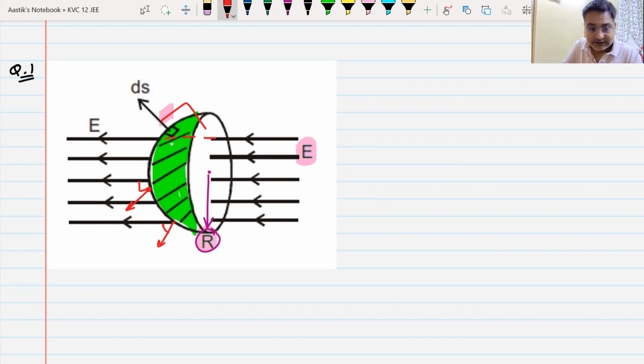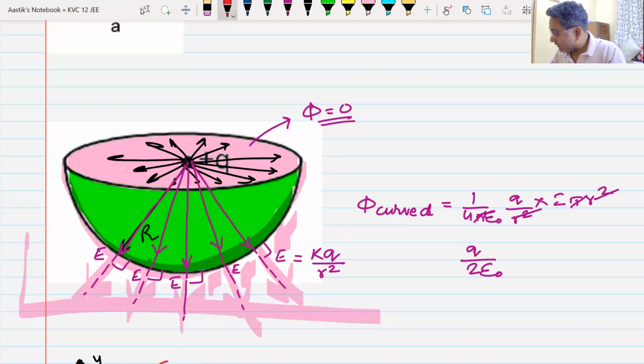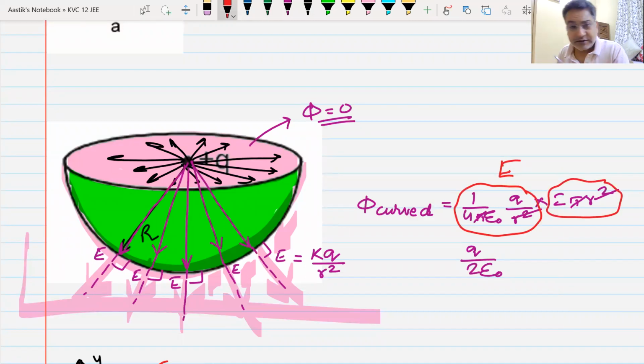Here the answer is E multiplied by 2 pi R square. But this electric field is different from the electric field that is drawn there. Yes or no? So the answer cannot be E into 2 pi R square. Then what is the answer? That is the question. What is the answer?